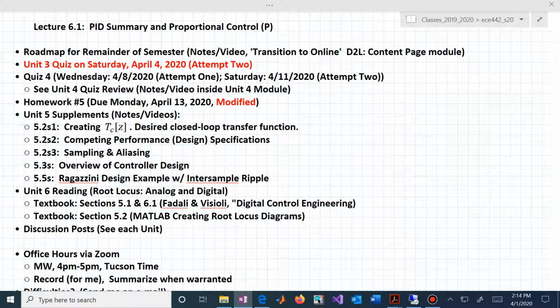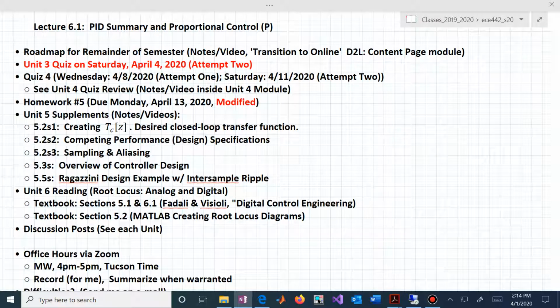You should find now a roadmap, a calendar in note form and in a video in the module entitled Transition to Online on D2L, and that might help you better plan or get ready for the rest of the semester.